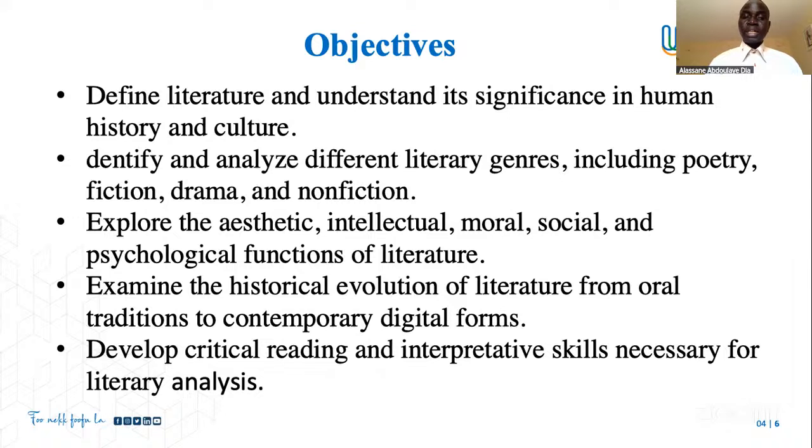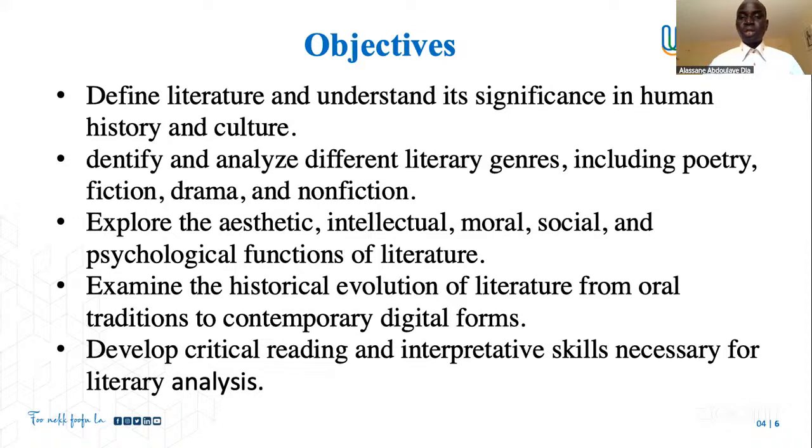And next objective is examine the historical evolution of literature from oral traditions to contemporary digital forms. And here, briefly, I want you, when you are asked the question, I ask you these questions during the exam. Tell me about the brief evolution of literature. You should have a small sketch of literature in your mind, starting from oral tradition to contemporary digital forms.